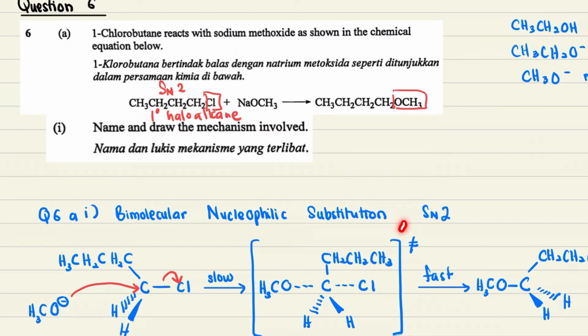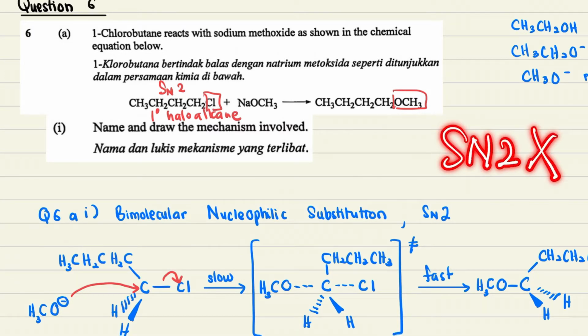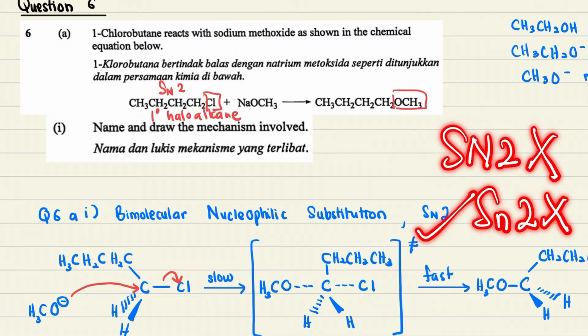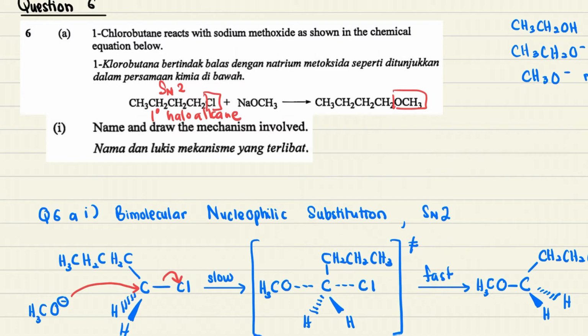And then comma SN2. Please take note on how saya tulis SN2. S dengan N ni dua-dua capital letter. Cuma S capital letter yang besar lah kita tulis, tapi N capital letter tapi subscript. And then 2. So if you write like this, salah. Kalau kamu tulis macam ni pun salah. Ini jalan yang betul untuk tulis. So that is name of mechanism.